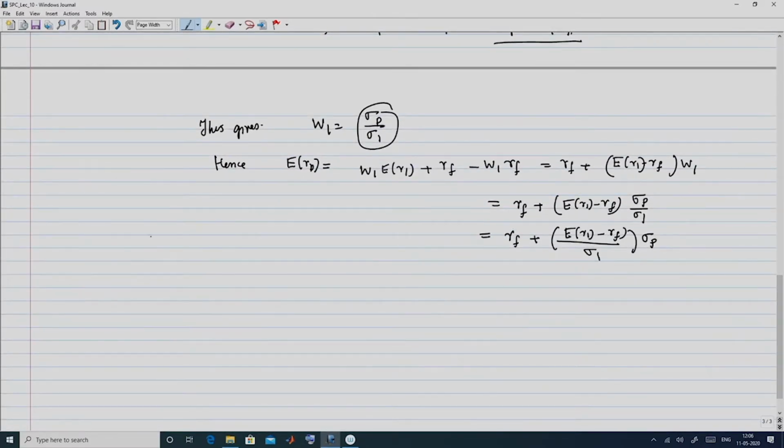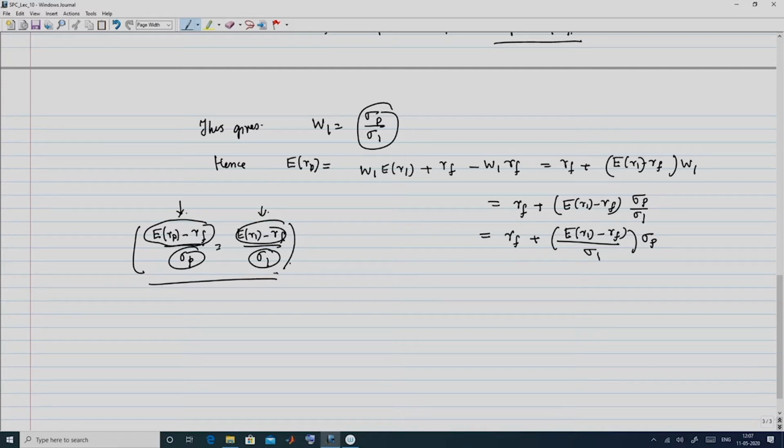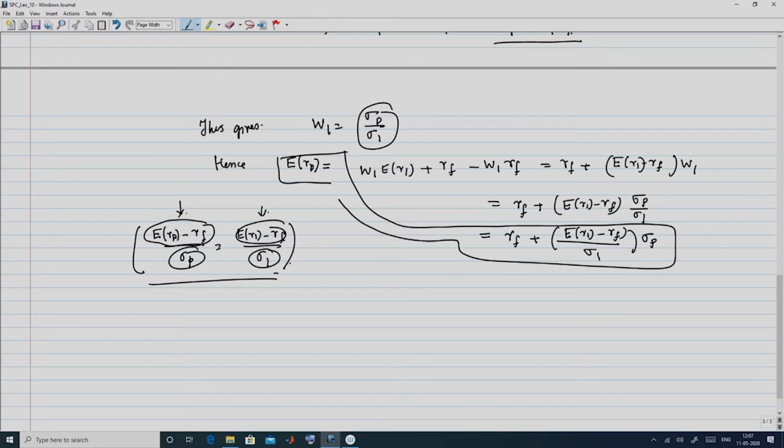So, an interesting way, if you want to remember this, is that E Rp minus Rf over sigma p is equal to E R1 minus Rf over sigma 1. This means that on the right hand side we have the excess return over risk for the asset, and on the left hand side we have the excess return over risk for the portfolio. So, this is just a way of remembering. However, we will essentially use this form of the relation.